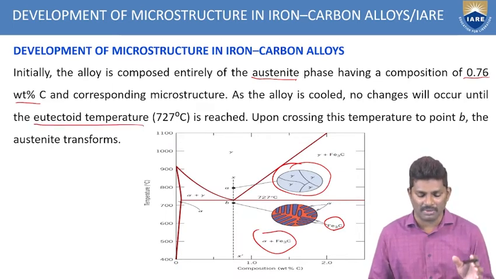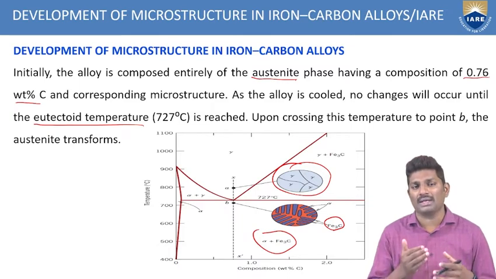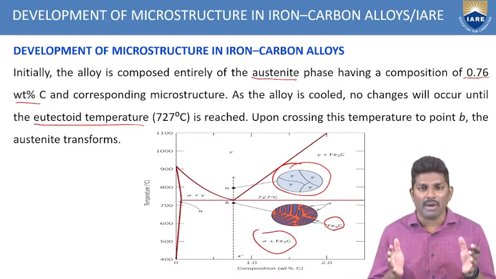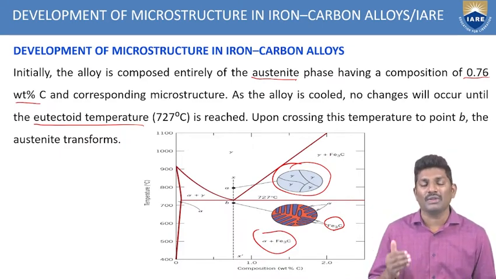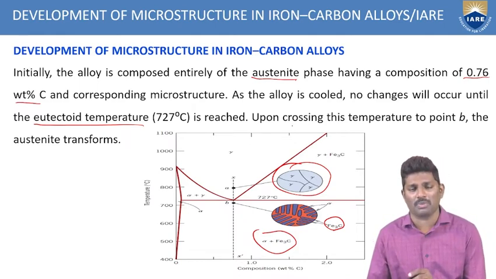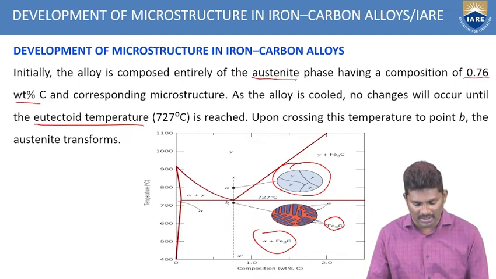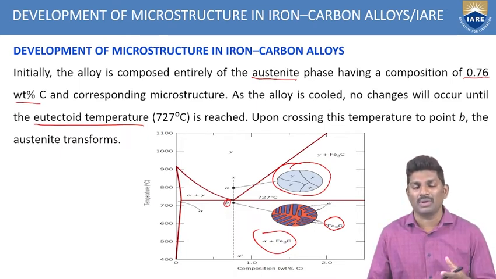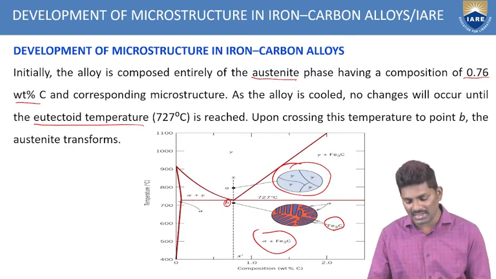At this eutectoid temperature, what is happening? Slowly the changes are occurring inside the material, and there is some development in the microstructure after crossing that eutectoid temperature. That means upon crossing this point, what is this point? Point B is your austenite. Whatever austenite you are seeing above the eutectoid temperature is being transformed, slowly being transformed. That's why you can see there are a lot of changes in these two structures.